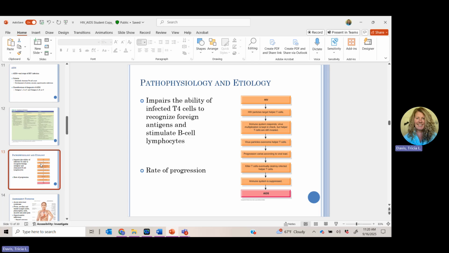This virus is going to impair the ability of those T4 cells to be able to recognize things in our body. So we can't recognize those foreign antigens anymore, and we no longer can stimulate those B cell lymphocytes. So we can't protect our body anymore. Okay. The rate of progression, that's really going to depend a lot on when they were diagnosed and if they're taking medication and if they're being compliant.